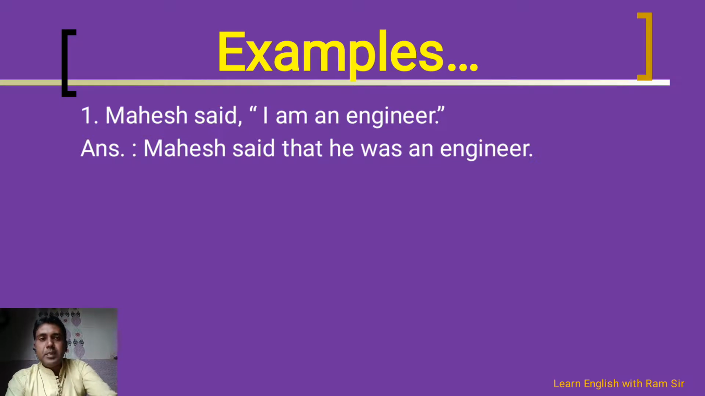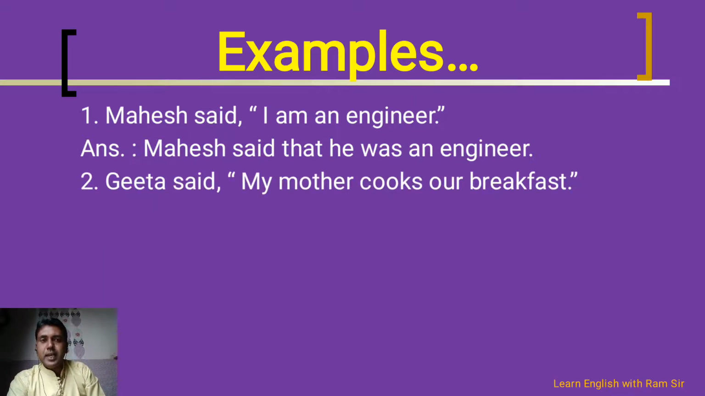The second example here we are going to take, that is Geeta said, my mother cooks our breakfast. What is the example? Geeta said, my mother cooks our breakfast. So in this statement, reporting verb said is there. And you have to use the same reporting verb because said is there. So Geeta said. And to remove inverted commas, we need to use that as a conjunction. Correct? So Geeta said that.